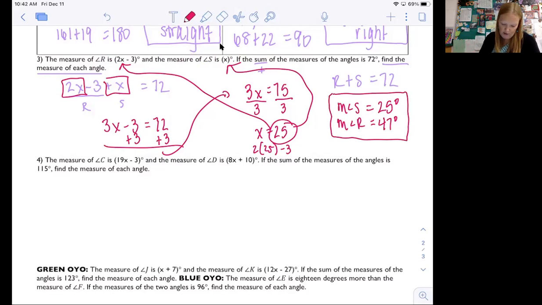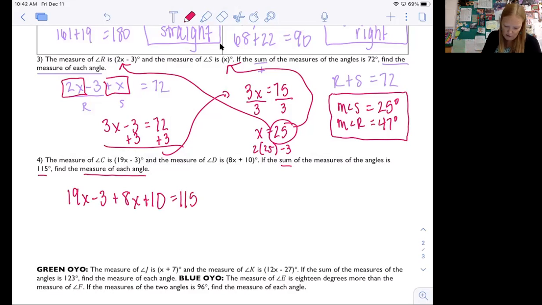Okay, let's try another one. The measure of angle C is 19x minus 3 degrees, and the measure of angle D is 8x plus 10 degrees. If the sum, so we're adding them again, of the measures is 115, find the measure of each angle. Okay, so we're going to do the exact same thing. We're going to say that 19x minus 3 plus 8x plus 10 has to equal 115.